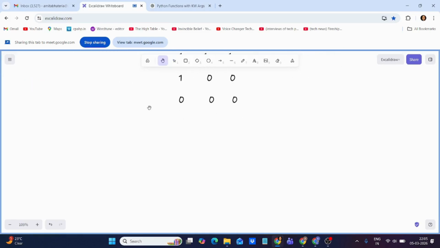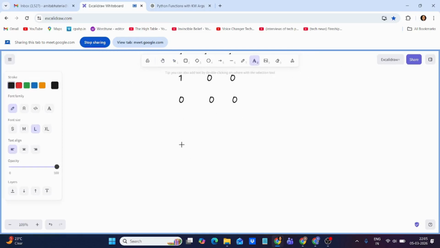If two persons are coming, one is having a driver's license, which means 1, and the other is not having a driver's license, 0, what will be the output?